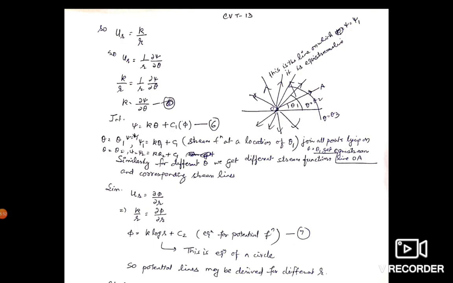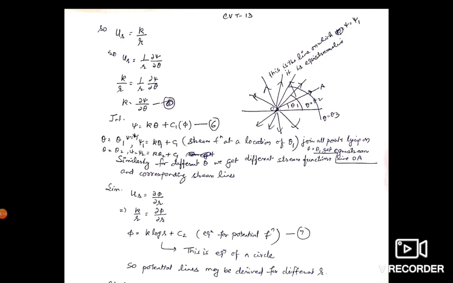Now, at theta is equal to theta 1. Suppose I put theta is equal to theta 1. You will get some value of psi. Let me give it the name psi 1. So, at the location theta is equal to theta 1, you get a streamline, and on that streamline your psi 1 is k theta 1 plus constant, or rather k theta 1.